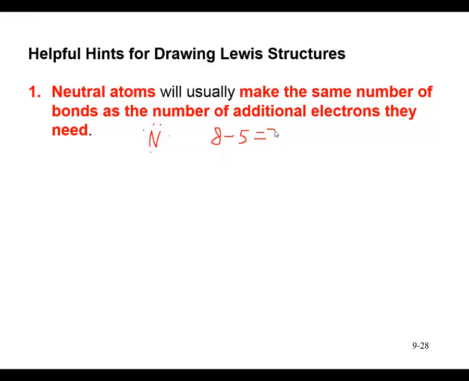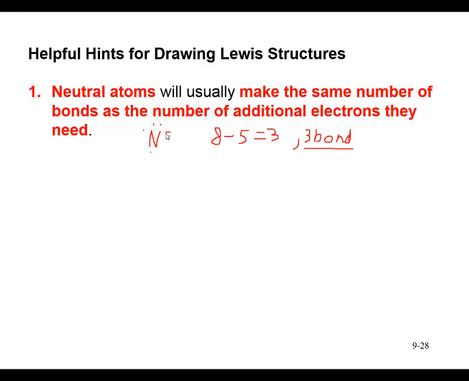We predict it needs 3 more electrons, so it may form 3 bonds in many structures. Now, this could be 3 single bonds, or I could have a double bond, which counts as 2 of the bonds, and 1 single bond. But in any combination of multiple bonds, it could be a triple bond, a double bond, and a single bond, or 3 single bonds. Those would all be situations that would satisfy this prediction of 3 bonds to nitrogen.